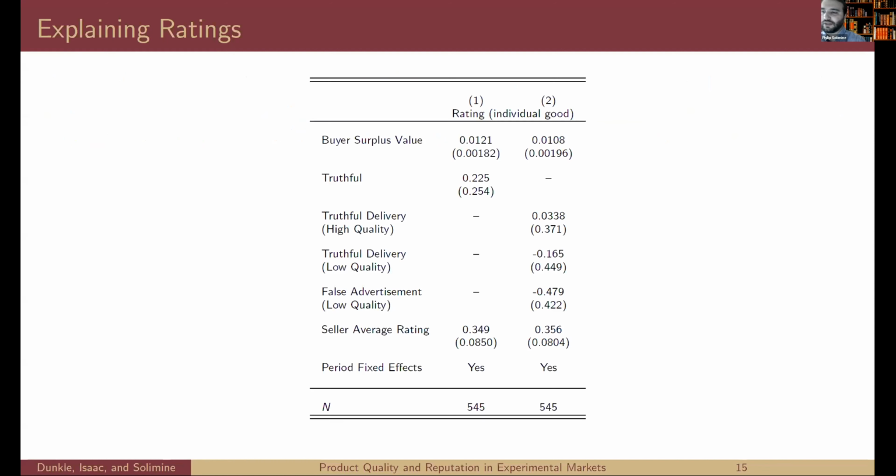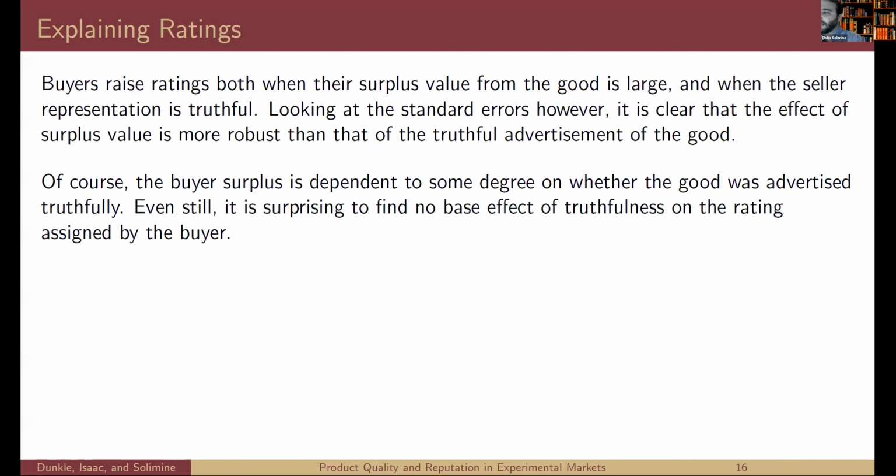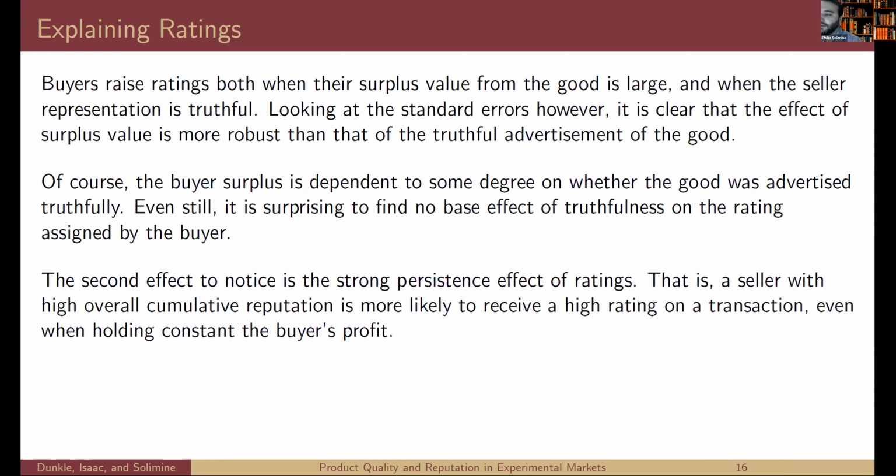But it's a little bit different than what we might have expected, which is that they don't seem to really care whether or not the good was advertised truthfully, or at least that is not a significant effect relative to the amount of value that they attain from the good. So of course, there's a little bit of dependence between whether there's surplus value and whether the good was advertised truthfully. But even still, when controlling for both things, it's kind of surprising that we don't find any effect of truthfulness on the rating that's assigned to the good by the buyer.